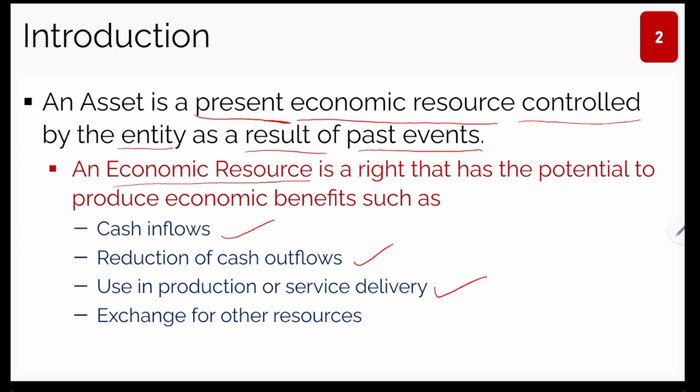So remember when we talked about, I think IAS 2, yes, inventory. We said inventory is an asset that is held for sale, whereas property, plant and equipment are assets that are held for use. So what you want to be able to remember is that it's held for use in production or in service delivery. An asset is also an exchange for other resources. All right. So sometimes it could be an exchange for other resources.